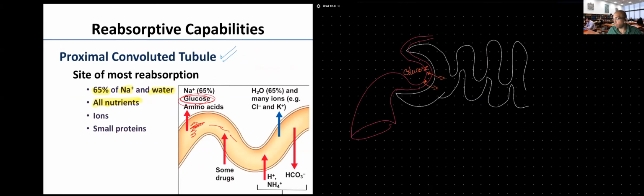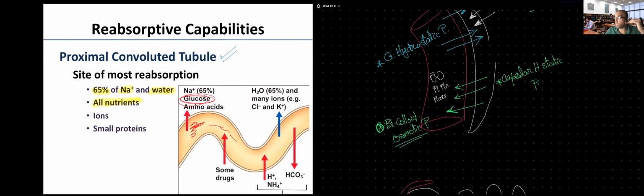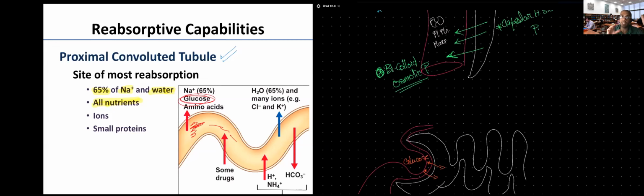Do you filter glucose? Yes, you filter the glucose. Glucose is not a blood cell. It's not a plasma protein. It's not a macromolecule. It's nothing that cannot be filtered. So can I filter glucose? Yes, definitely it gets filtered.